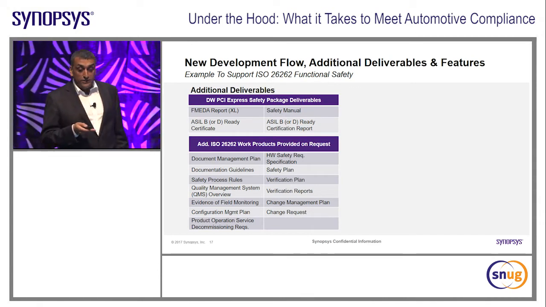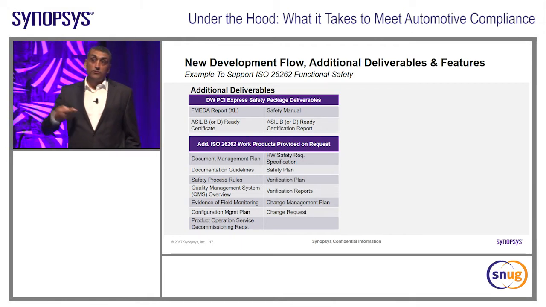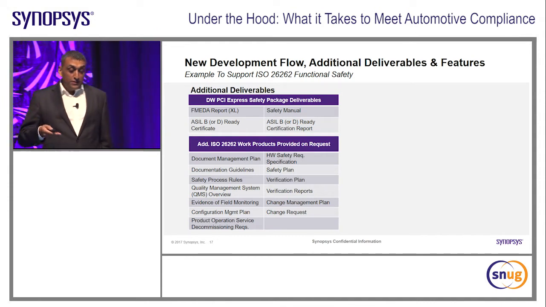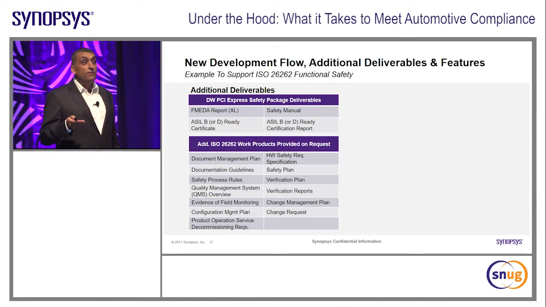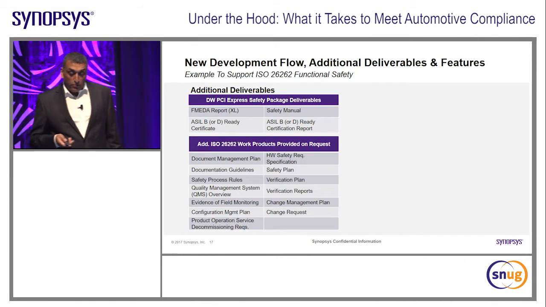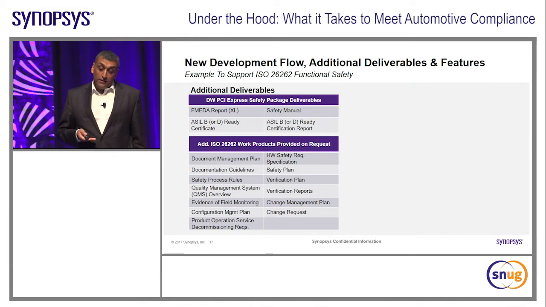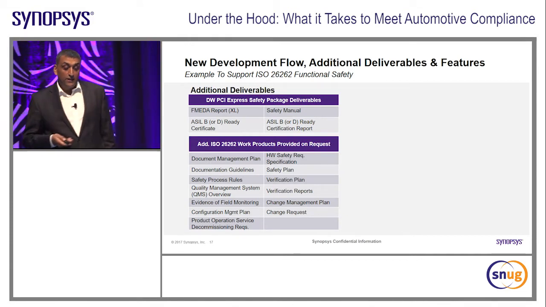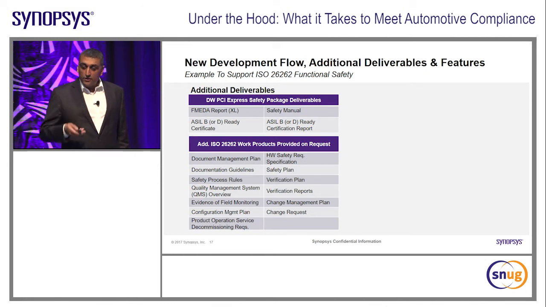So the additional deliverables, I'm giving an example of PCI Express. PCI Express is an I/O subsystem that's used in automotive applications. You have these deliverables. You have an FMEDA report. You have a certificate to say that you're meeting ASIL B or D. There are safety manuals associated with this, and you have a certification report. In addition, there are work products that are available to our customers in the automotive market, and you can see that list here. So safety plan, verification reports, configuration management plan. So a lot of documentation.